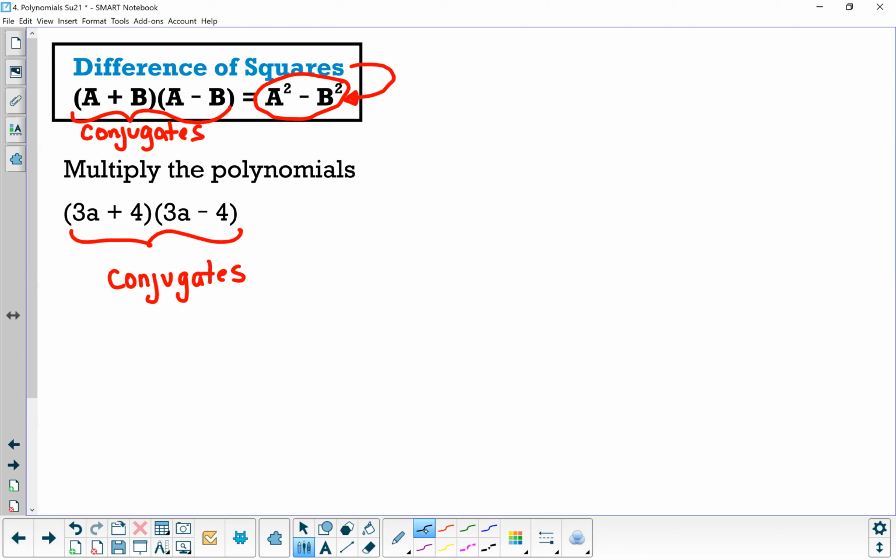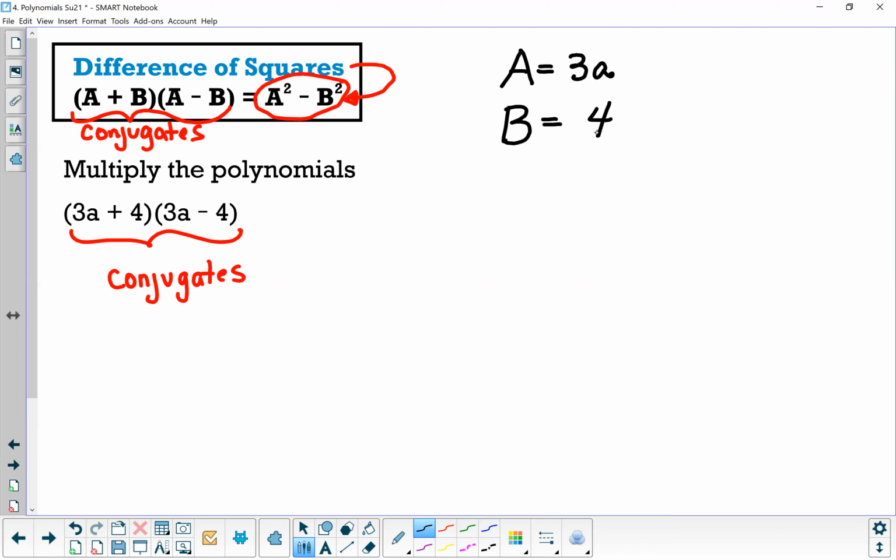So I want to do this question again because sometimes it's helpful to see how to implement a shortcut if you so chose to do so. So in this question, I can see I have conjugates and I know it's going to fulfill this pattern. So I know based on the pattern, capital A is 3a and capital B is 4.